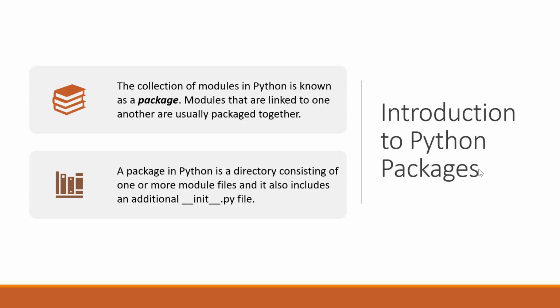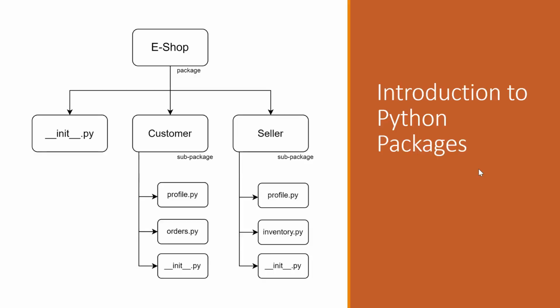Now in a nutshell, a package in Python is a directory consisting of one or more module files, and it also includes one additional init file. This __init__.py file distinguishes a package from other directories containing some Python scripts. So here we can conclude that a Python package is nothing more than a directory which contains multiple modules, or it can contain sub packages as well. So here you can see one example related to it.